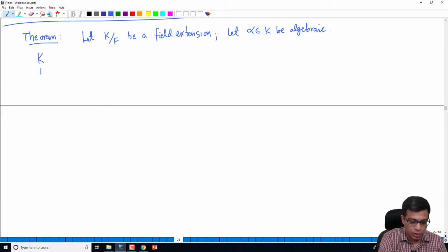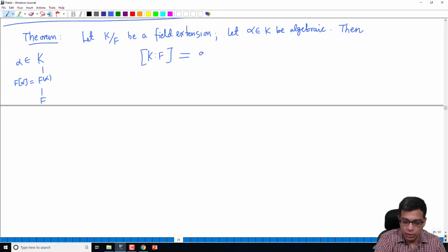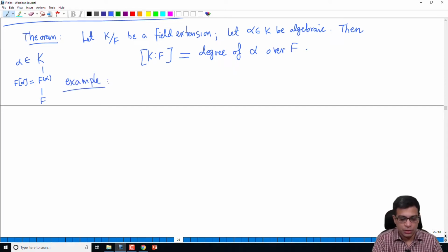Suppose K over F is the given extension, and you have an intermediate field which I denote by F(alpha). Remember, F round bracket alpha is actually the same as F square bracket alpha, because alpha is algebraic and it is the smallest field that contains both F and alpha. So let alpha be algebraic. Then the two numbers, [F(alpha):F], the degree of the extension, is equal to the degree of alpha over F. I am going to prove this. This is a very useful result for us.